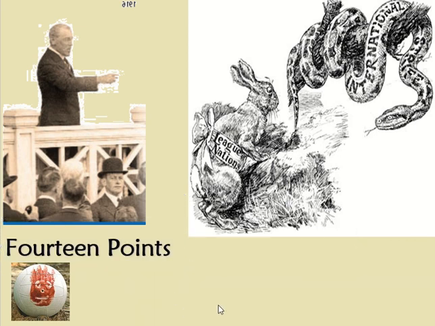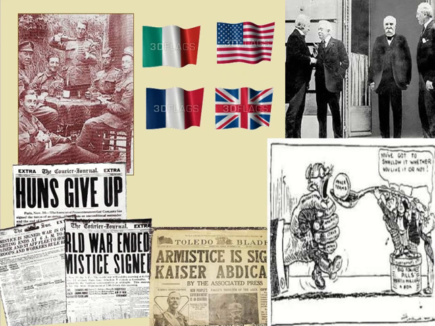These 14 Points have all sorts of things in them. One of the major topics is a League of Nations, so that's going to be one of the major things we focus on. The group of people who are going to negotiate the end of the war are the Big Four. So these four guys right here, and their country flags are right here: the United States, Italy, France, and Great Britain.